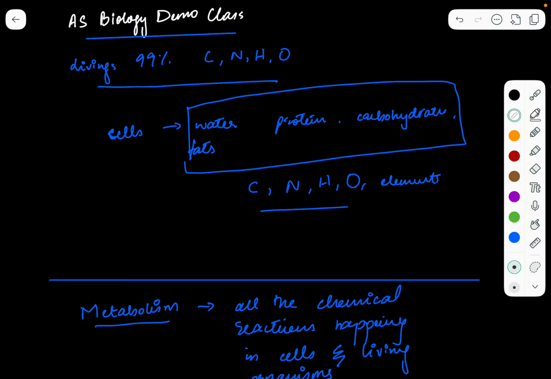Welcome back. So today we're just going to pick up where we left off. But before that, a brief summary of what we did last time. We discussed how living organisms are made out of carbon, nitrogen, hydrogen, and oxygen.